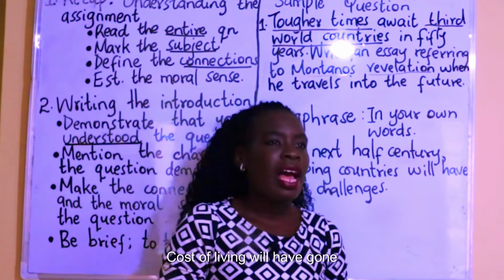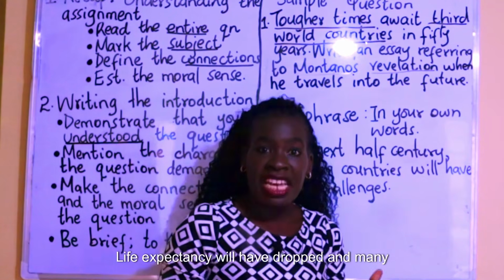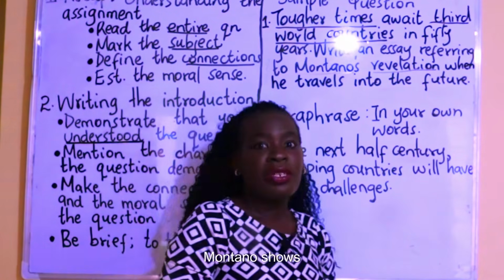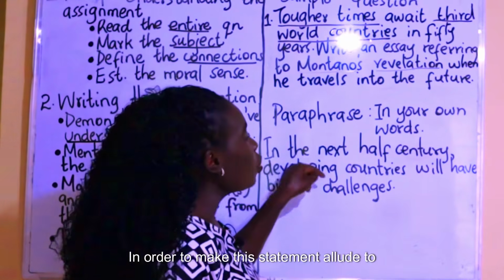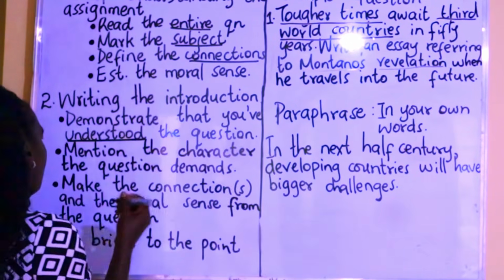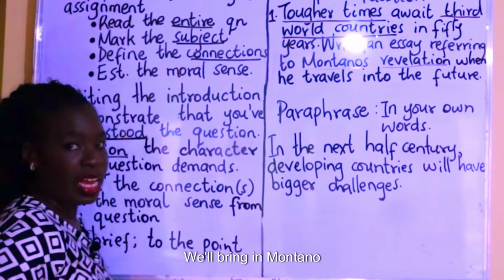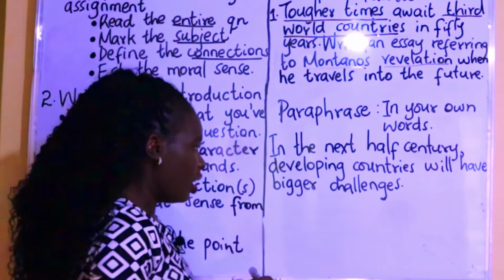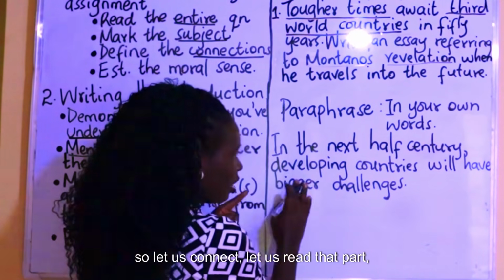The cost of living will have gone up. Life expectancy will have dropped, and many other things that Montano shows us. In order to make this statement allude to the text that we want to talk about, we'll bring in Montano. Mention the character. We'll bring in Montano as our character. And we say that, so let us connect, let us read that part, then connect.